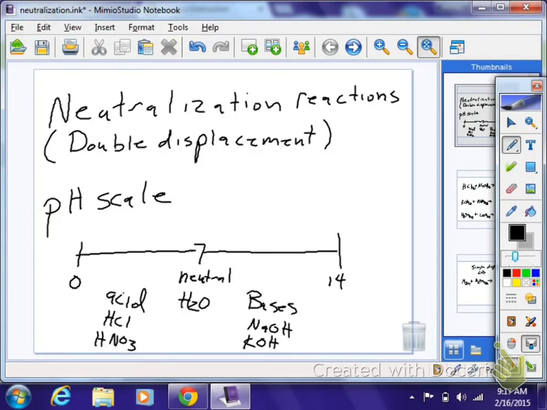So water is neutral. So how do we know we got a new product? Because we start out with solutions that are aqueous and we end up with liquid water when we're done. So we end up with a new product. It's just not a precipitate like we've done with our other double displacement labs.